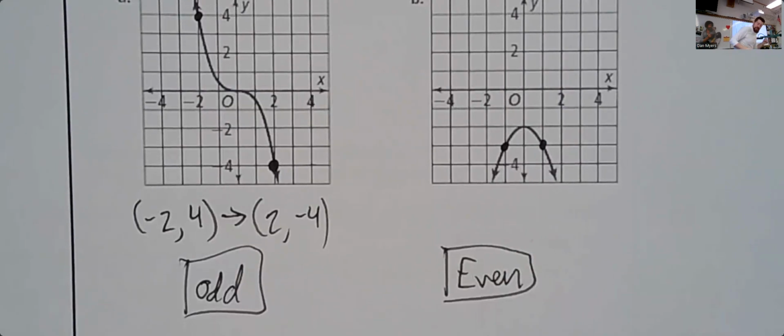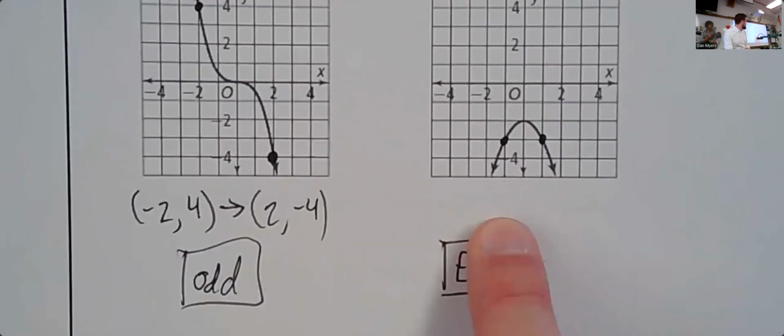Yeah. All right. This one here, I'm not going to write the coordinates on this one because I think it's obvious that the x values are opposite. So let's flip the page.